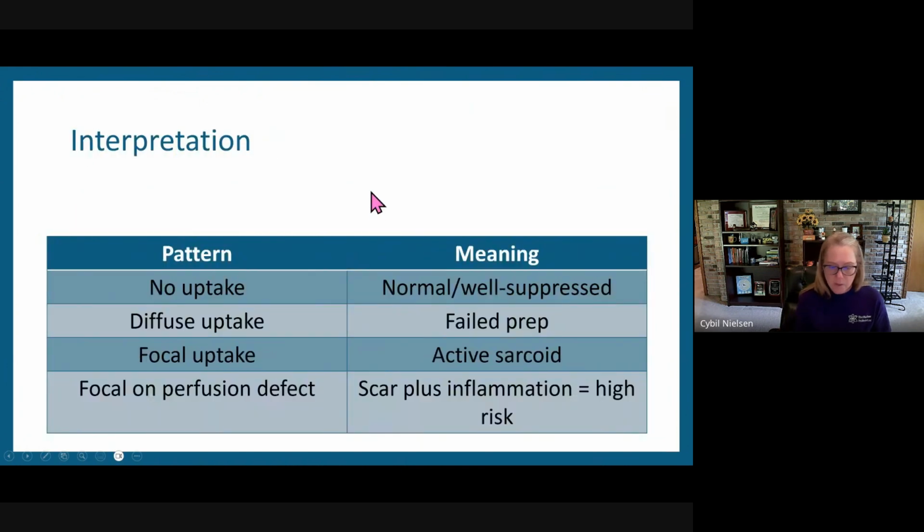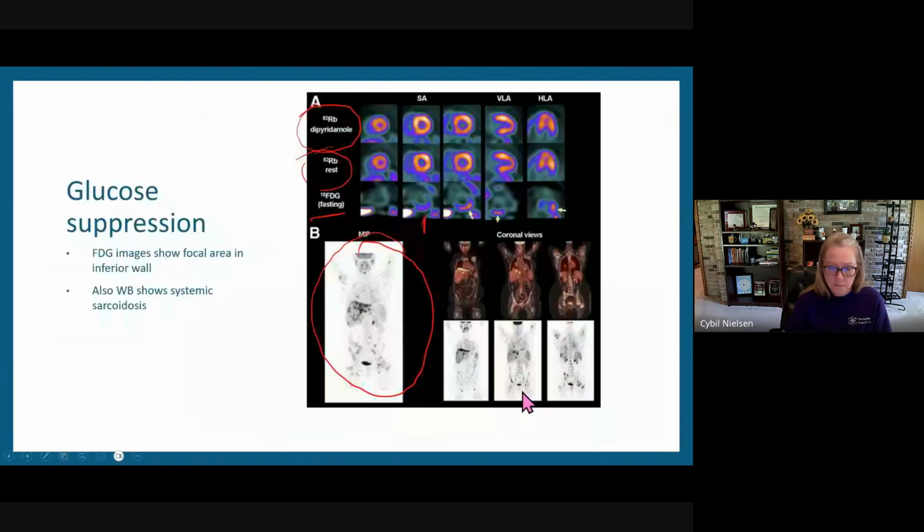So if there's no uptake at all, that means they're normal and they were well suppressed. No sarcoid, and it's diagnostic. Diffuse uptake means failed their prep, non-diagnostic. Focal uptake, they have sarcoid. Focal uptake on a perfusion defect, this is why we pair it with perfusion. That means that's really bad. Okay, so they have scar and they have inflammation where the scar tissue is.